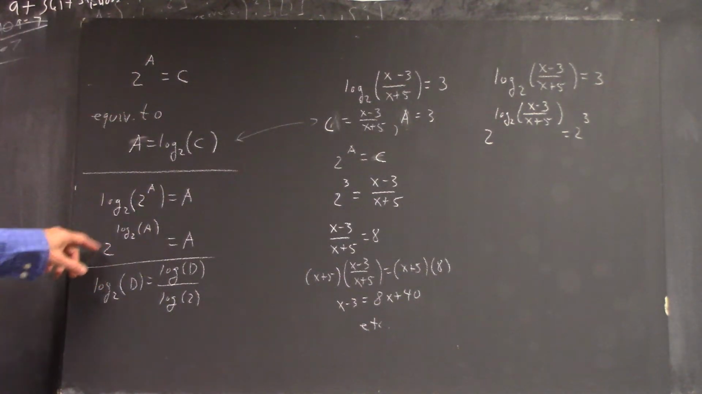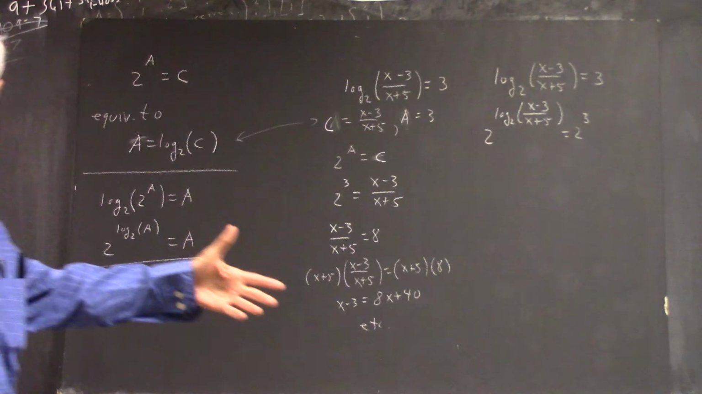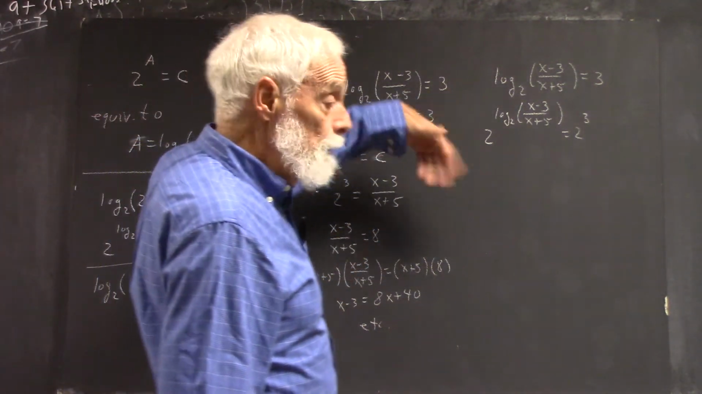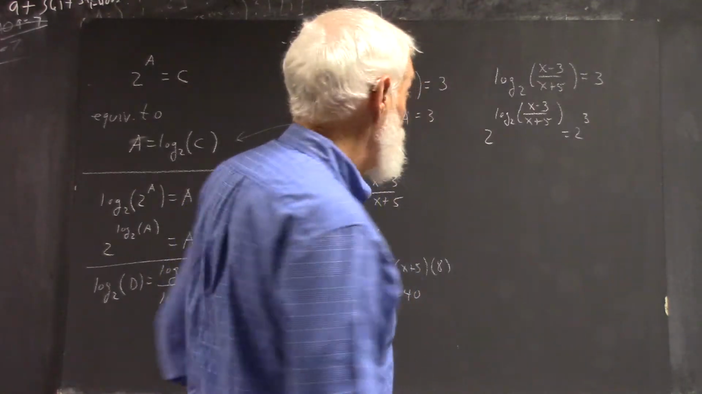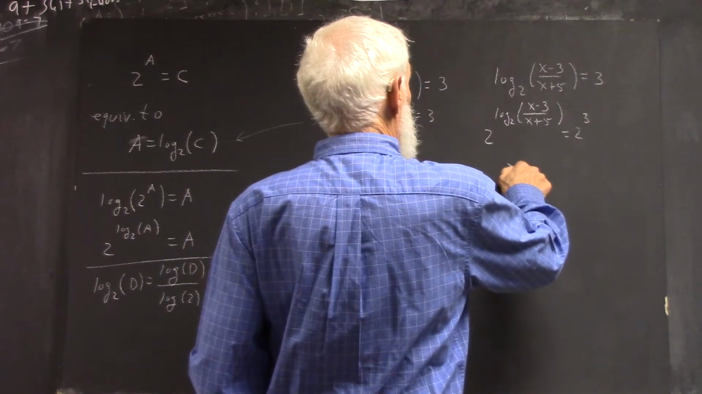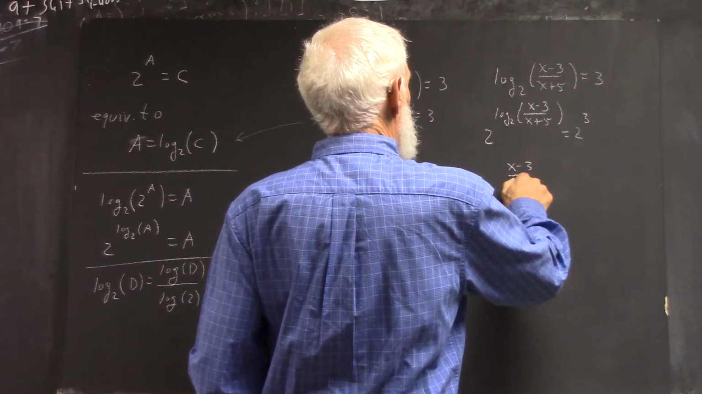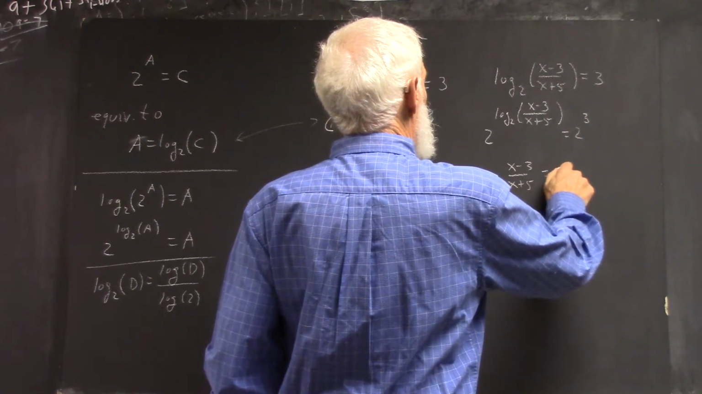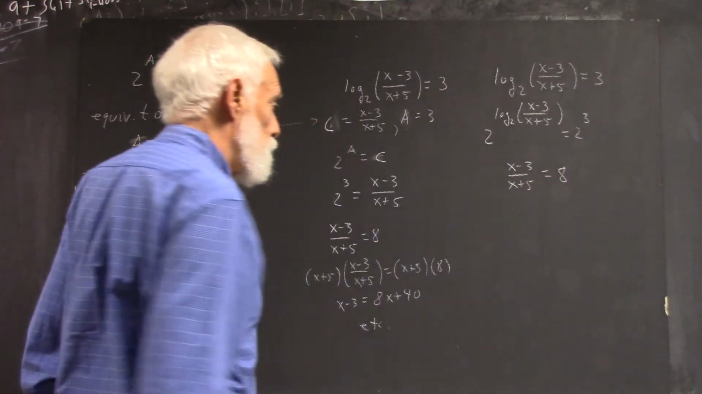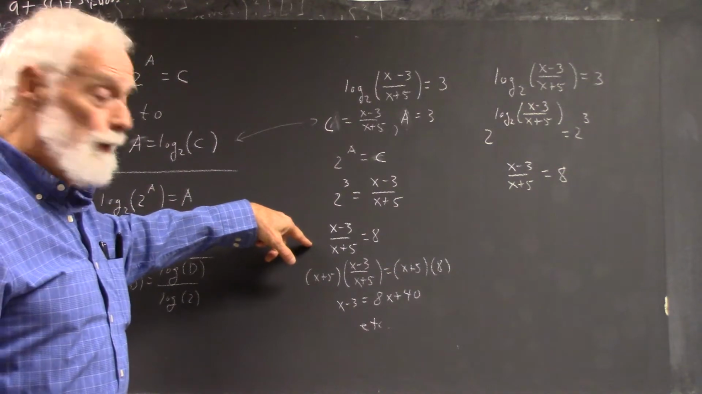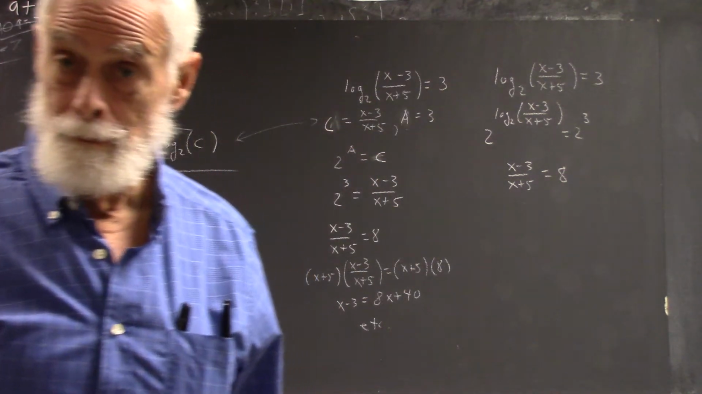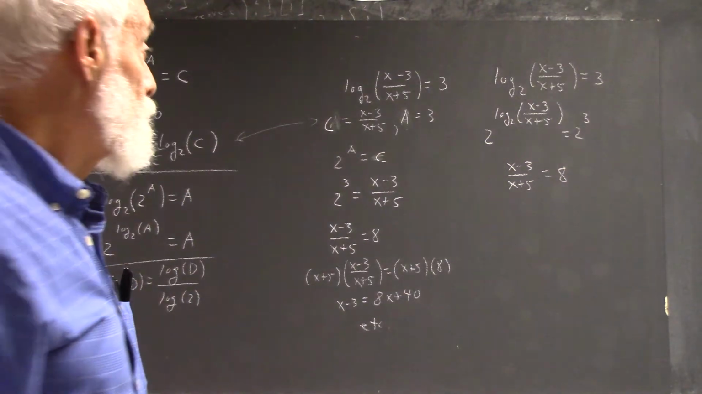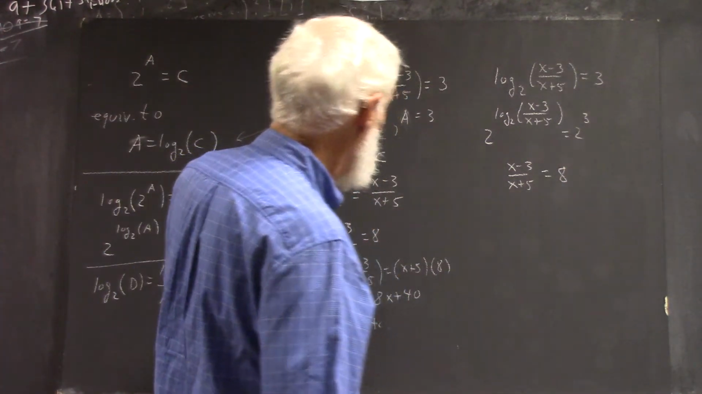And then using this property, the inverse property, 2 to the x function being the inverse of the log base 2 function, we find that we have x minus 3 over x plus 5 equals 2 to the third, which is 8, which is the same equation we've got here, and we solve it the same way. Okay? It's pretty much a matter of taste whether you do it like this or like this.